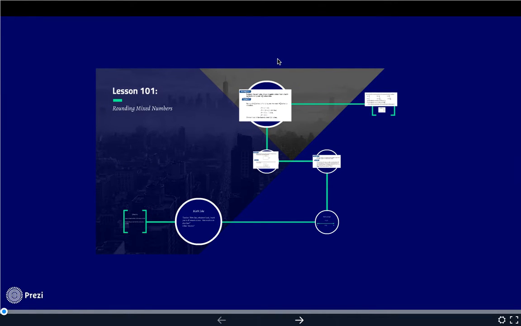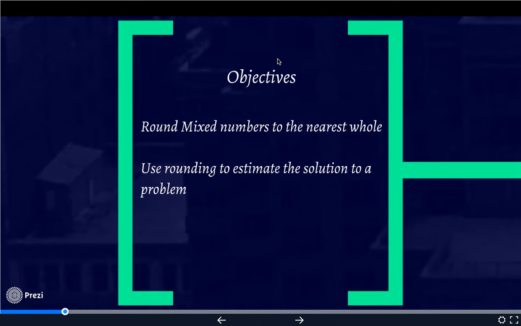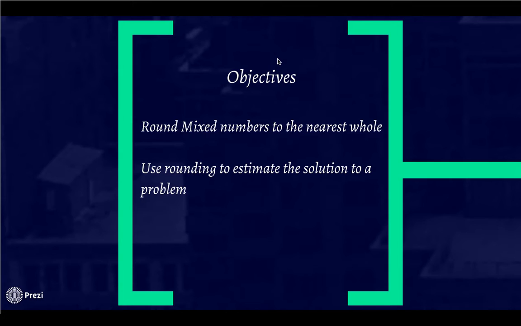And girls. We're on lesson 101, rounding mixed numbers. Your objective for today is to round mixed numbers to the nearest whole. Use rounding to estimate the solution to a problem. So you should be able to do these two things by the end of this lesson.